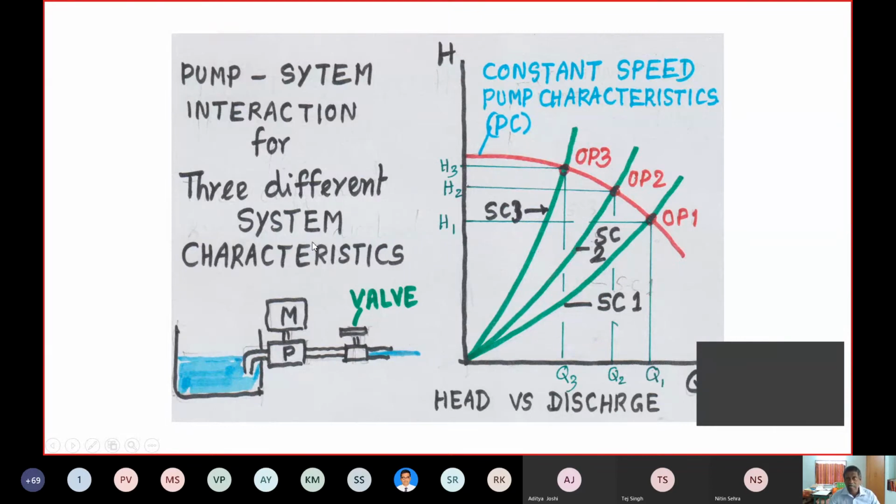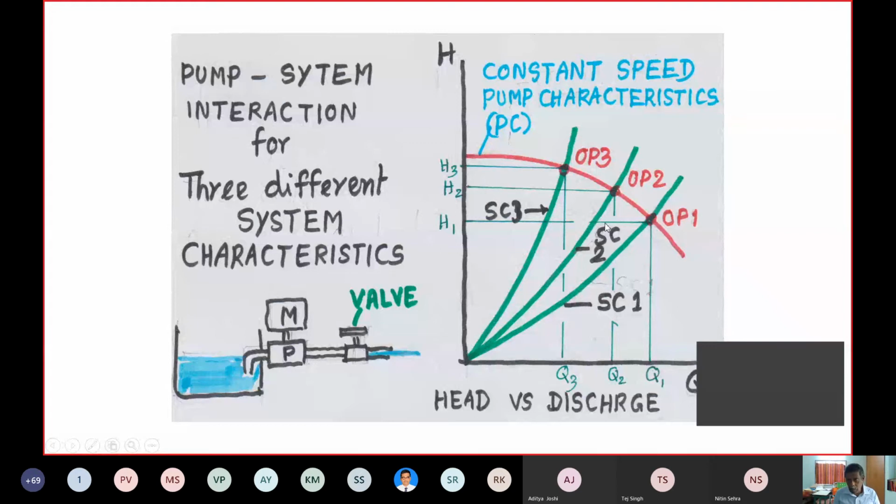Now you see a pump system interaction for three different system characteristics. You have a single constant speed pump characteristic, the red one, and you have three system characteristics: system characteristics 1, 2 and 3. So you can think of three intersection points. At one valve position, you will get the operating point OP1. Correspondingly, you have Q1 and H1.